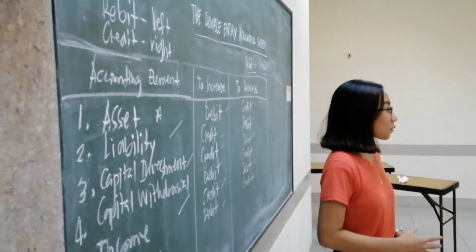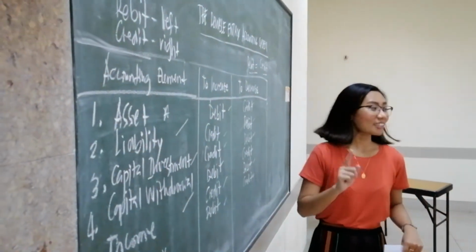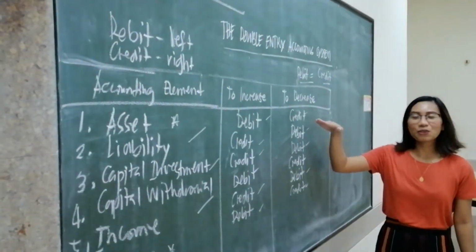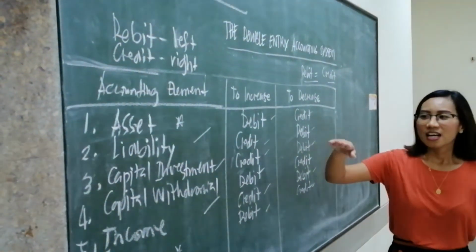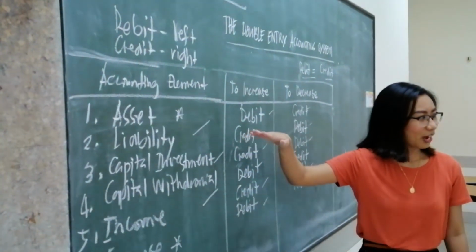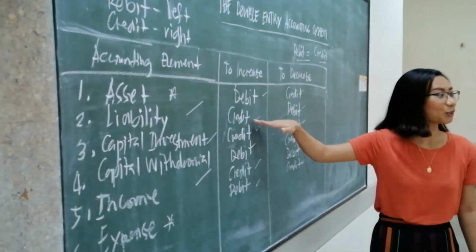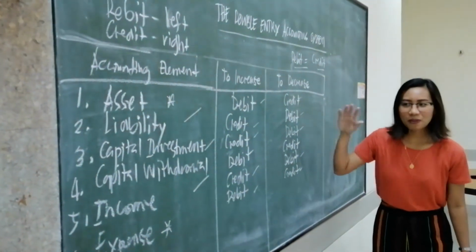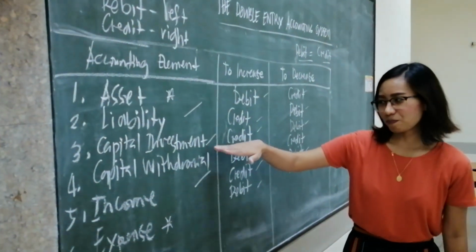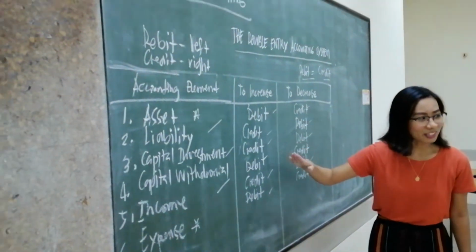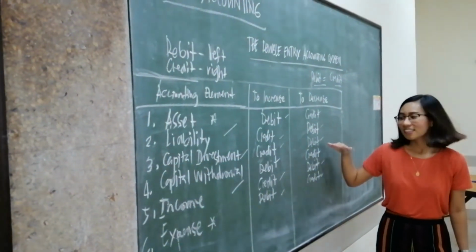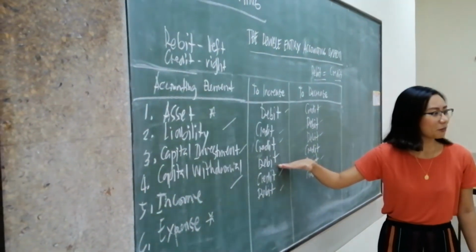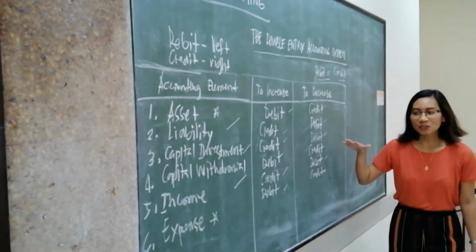Again, the rule is when you increase an asset, you debit it. To decrease an asset, you credit it. Very good. How about the liability? When you increase the liability, you credit it, and to decrease, debit it. How about the capital investment? To increase, you credit, and if you decrease, debit. Capital withdrawal. To increase, you debit it, and to decrease, you credit it.